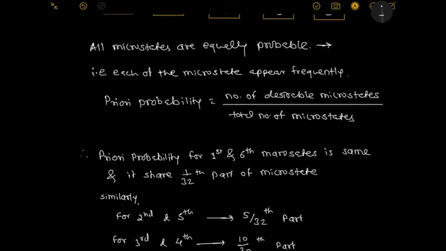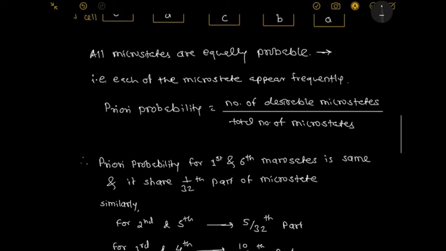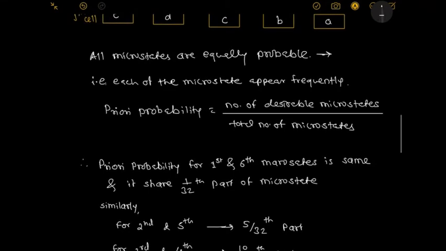Similarly, the third and fourth macrostates correspond to 10 by 32 part of the microstates. Hence, we say that if the probability of finding the phase points in any given region of phase space is identical with that of another region of the same volume, that means all microstates are equally probable.